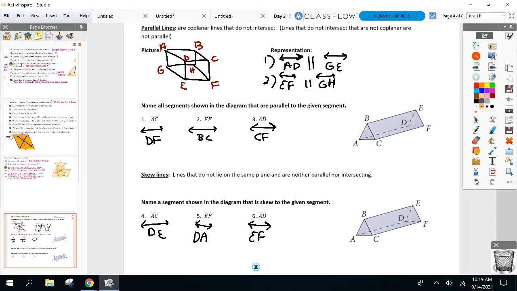Skew lines, we all good? I don't want to take too much more time. Not on the same plane. Definitely not parallel. Can't intersect in three-dimensional space. All right, here we go.